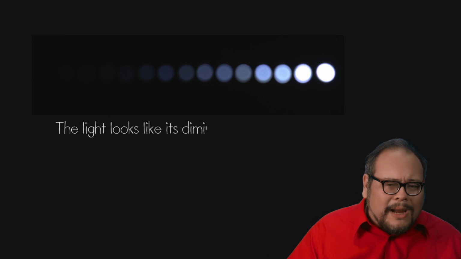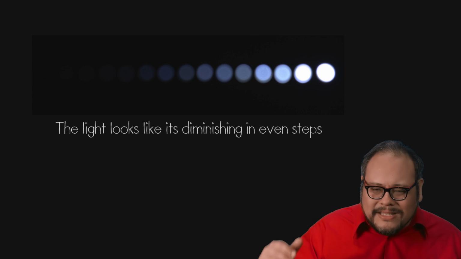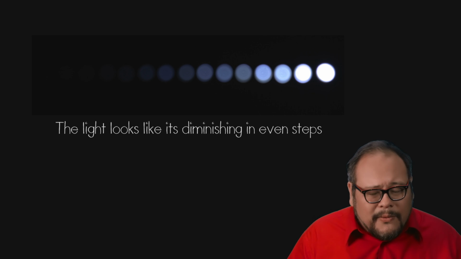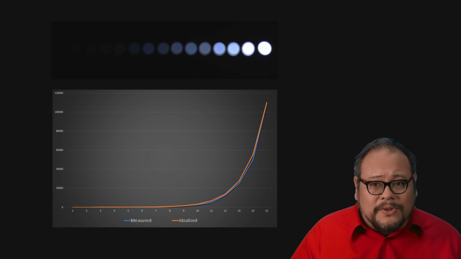Okay, so here's where things get a little weird. Take a look at this series of lights. The diminishing brightness looks pretty linear, doesn't it? Like the brightness is diminishing in relatively even steps. If we go back to the graph of the light meter readings, we see an exponential curve.